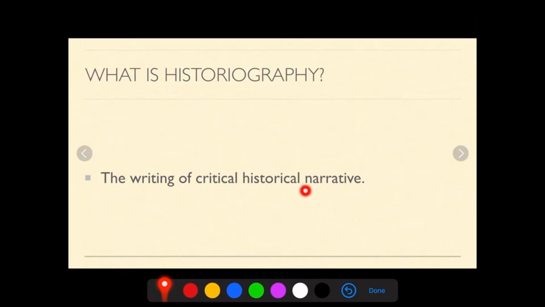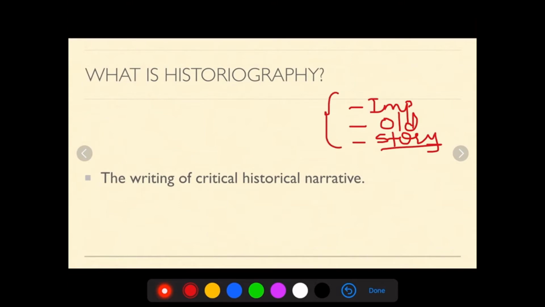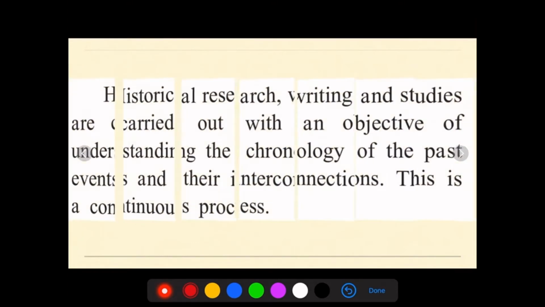So historiography contains these points: critical means it is important, historical means it is old, and narrative means it is in story form, as well as they are written down, the writings of it. This is known as historiography. So let us move ahead.